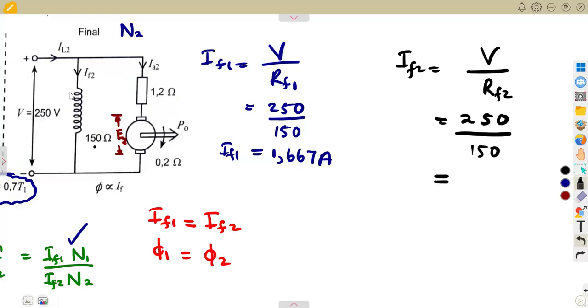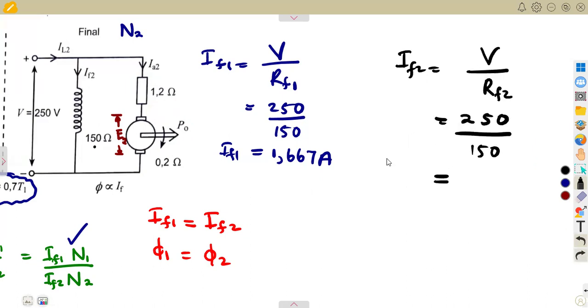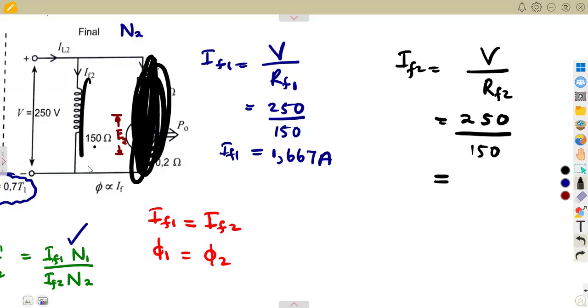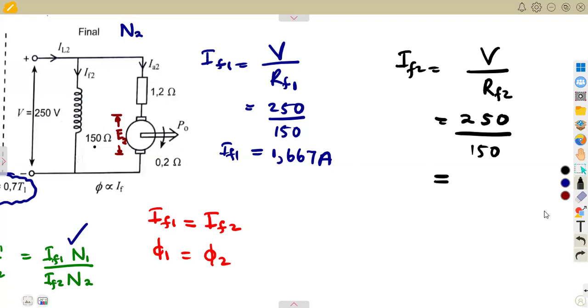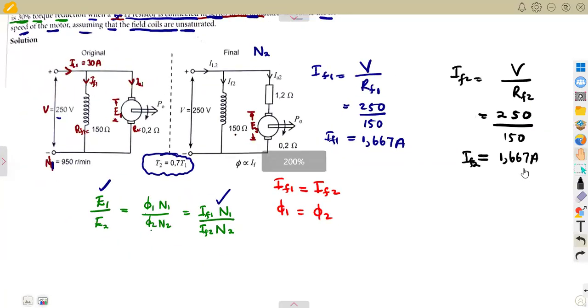In another case, it's from the condition. If they say there is a resistor added to the field in series, this will be totally wrong. You work with the condition that you're given. The resistor is on the armature, not the field. So therefore, these two will be the same, 1.667 amps. If you realized this earlier on, you're not going to waste much time calculating this.